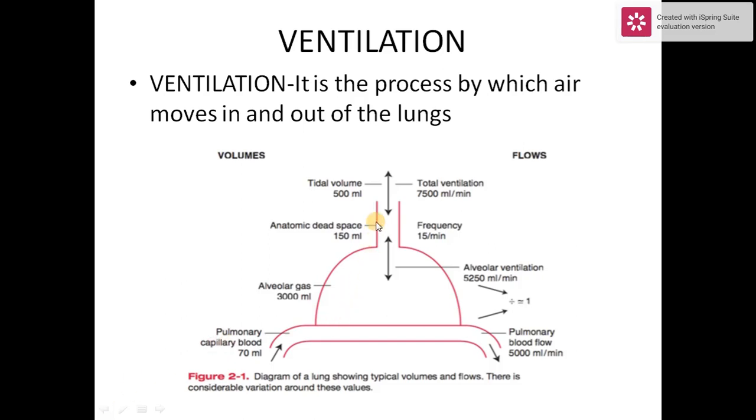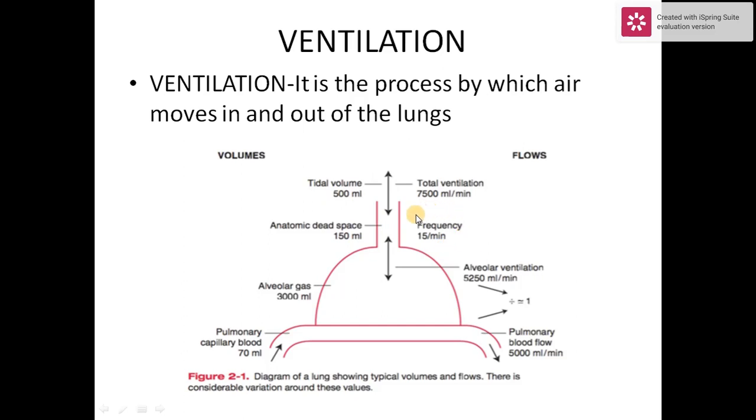As you can see in the figure here, this is an isolated alveoli from the lung. This is an isolated airway. This is an alveoli, and this is the blood flow flowing through the alveoli. The normal tidal volume is 500 ml. Tidal volume is the volume of air which we either inspire or expire during normal respiration. It is roughly around 350 to 500. We have taken it here as 500 ml.